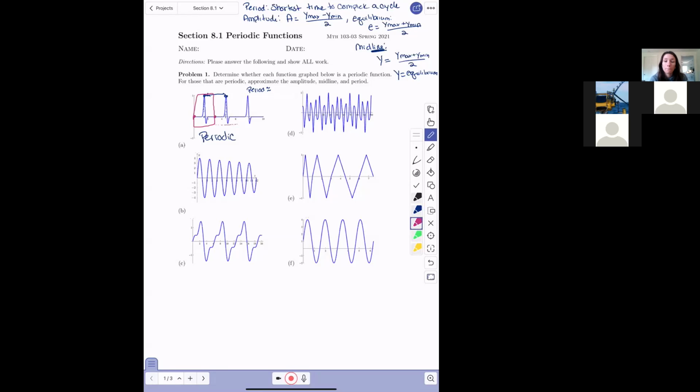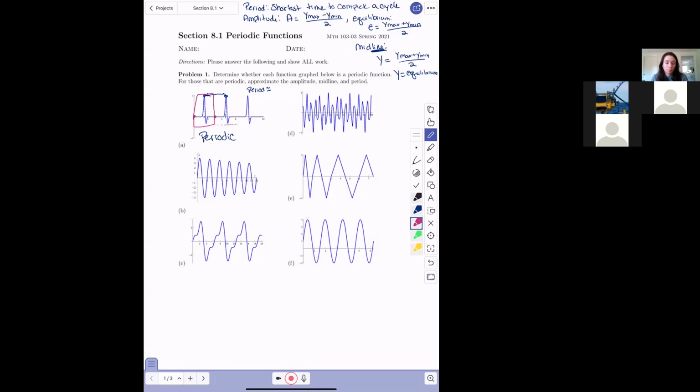What if we're on loose leaf? Do we have to draw these graphs? No, you absolutely do not have to. Just write A, periodic, and then write all the information next to it. You don't have to draw these.